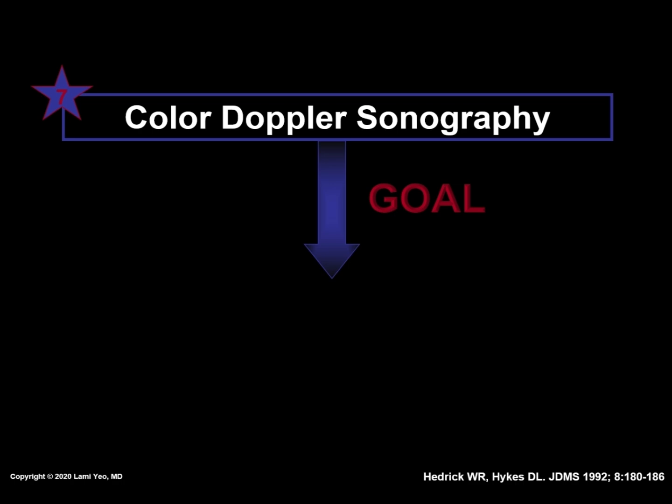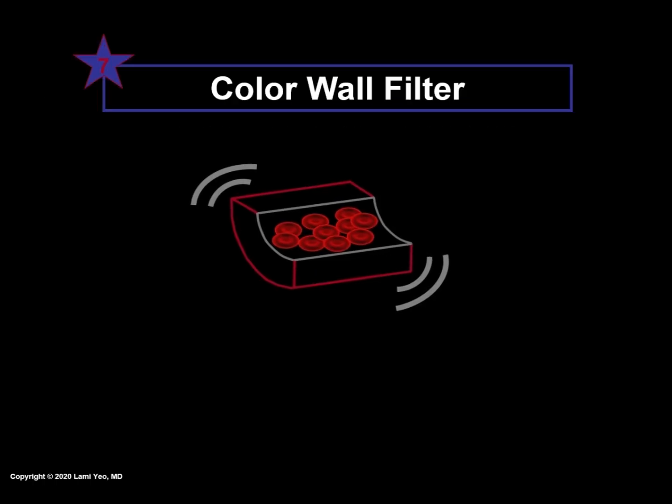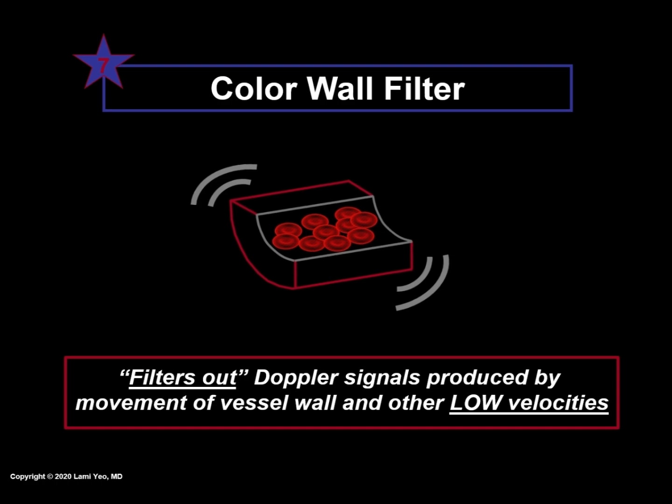The goal of color Doppler sonography is to distinguish moving blood from moving tissue and depict subtle flow patterns. Color wall filter is a setting on ultrasound machines that will filter out or remove low-frequency Doppler signals produced by movement of the vessel wall and other low velocities, for example, movement of soft tissue.